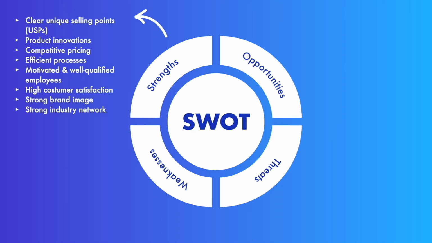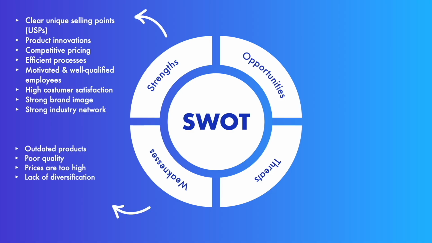Next up, weaknesses, probably the toughest part of this analysis. This is where brutal honesty matters. What may feel okay internally can still be a real weakness in the market. A sugar-coated SWOT analysis helps no one. It only leads to bad decisions. Typical weaknesses can be outdated products, poor quality, prices that are too high, lack of diversification, which can lead to strong dependencies, a weak or damaged brand image.